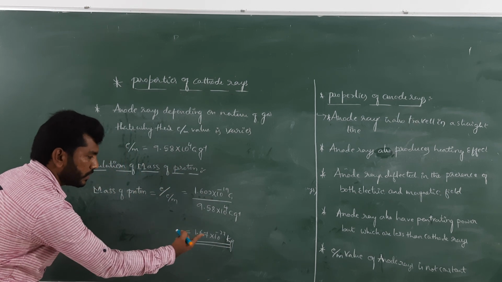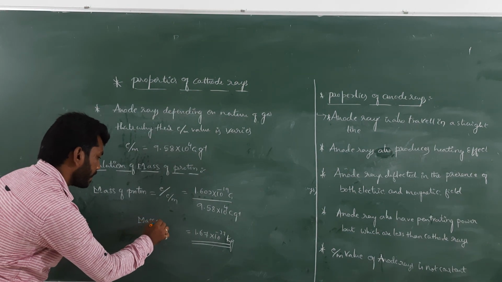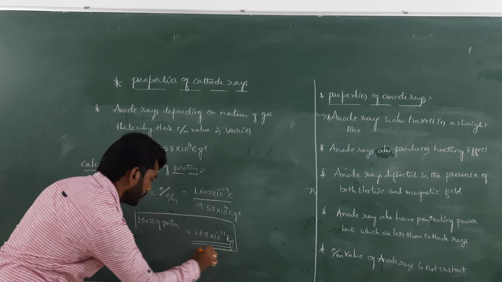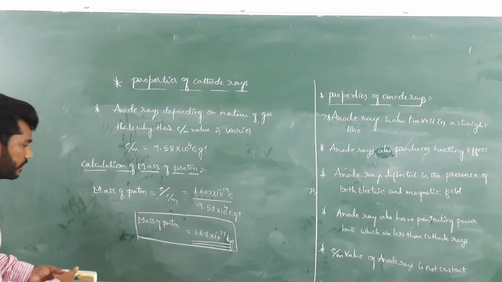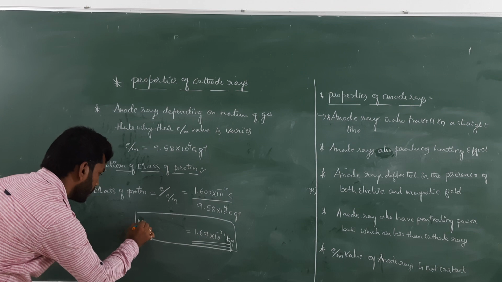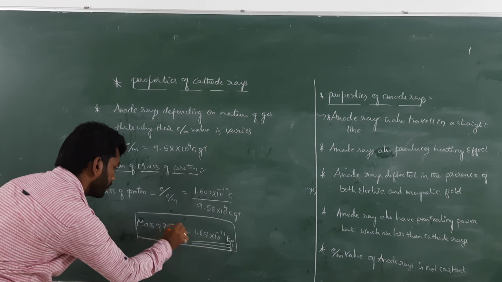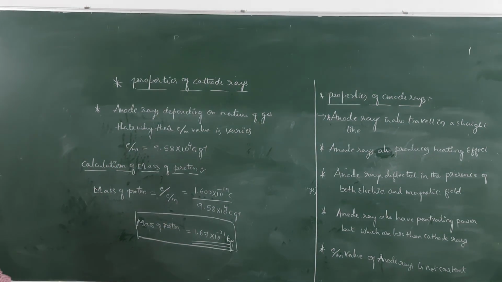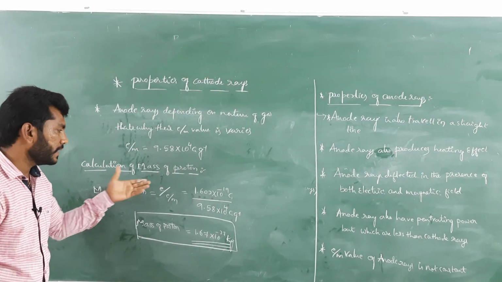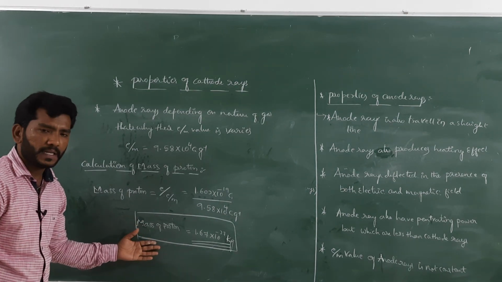1.67 into 10 to the power of minus 27 kg, which is the mass of the proton, guys. So this is all about the properties of anode rays, and the charge on the proton and mass of the proton would be like this.